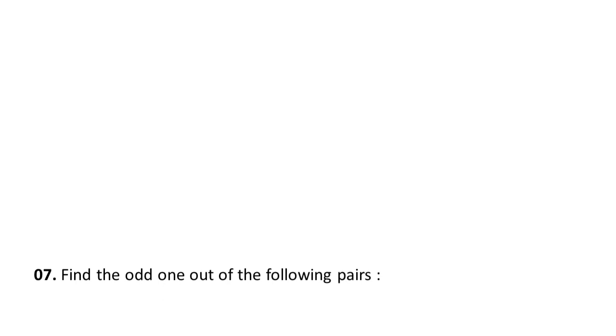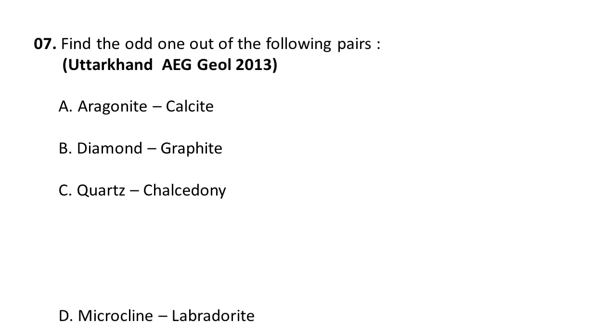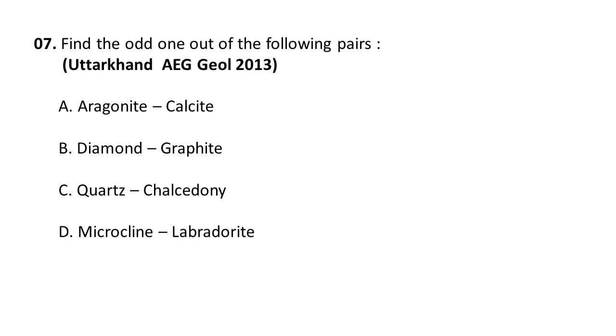Next question. Find the odd one out of the following pairs. A. Aragonite calcite, B. Diamond graphite, C. Quartz chalcedony and D. Microcline labradorite. Here all of these have the same composition. Aragonite and calcite are polymorphs, and diamond and graphite have the same chemical composition. Aragonite and calcite have the same chemical composition, CaCO3, and quartz and chalcedony have the same composition, silica, SiO2, whereas microcline and labradorite are different types of feldspars. So that's why this is the odd one out. D is the correct option.